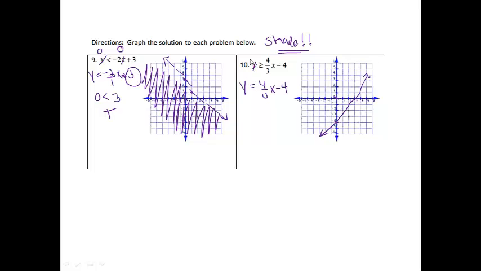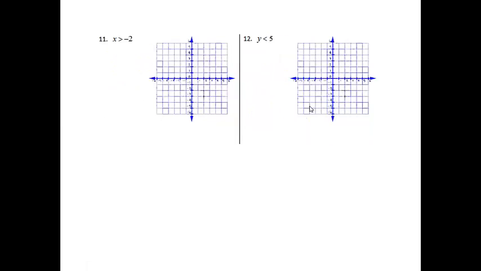And then once again, we can test 0, 0. So if I test 0 in for the y and 0 in for the x, we're going to get 0 is greater than or equal to 4/3 times 0 is 0. 0 minus 4 is negative 4. And so I want to decide if this is a true answer. The easiest way is the mouth eating the bigger number. 0 is bigger than negative 4, so yes, it is. So this is once again a true statement, which means we are going to shade the side of the line that contains the 0, 0. And there we go.